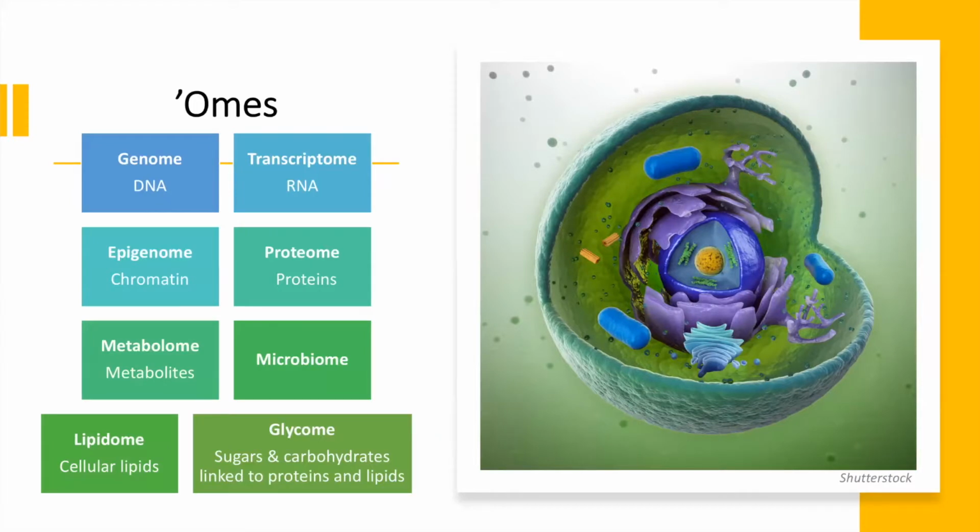And there are many omes. We talked about the genome. The transcriptome looks at actively transcribed RNA. It could be messenger RNA. It could be long coding RNAs or microRNAs. The epigenome looks beyond the gene to chromatin and DNA modifications. So histone modifications, which are proteins, as well as modifications of DNA. Proteome is for protein. Metabolome is metabolites. That's an emerging field. There's the microbiome, so the collection of bacteria that are in an organism, like our guts. The lipidome, which measures cellular lipids, and the glycome is emerging, which are the sugars and carbohydrates that are linked to proteins and lipids.